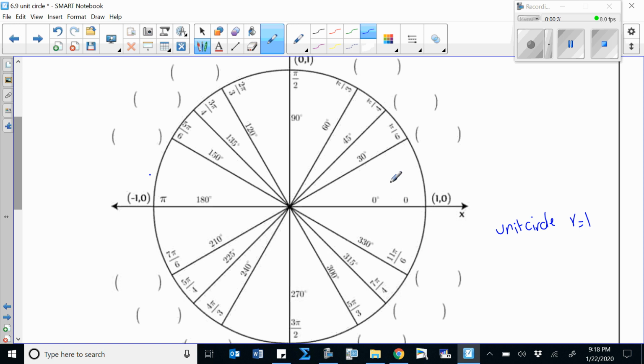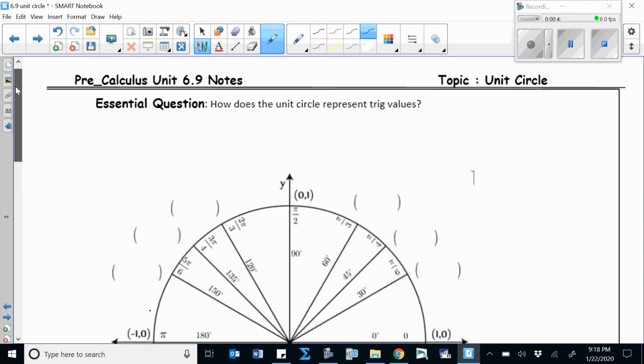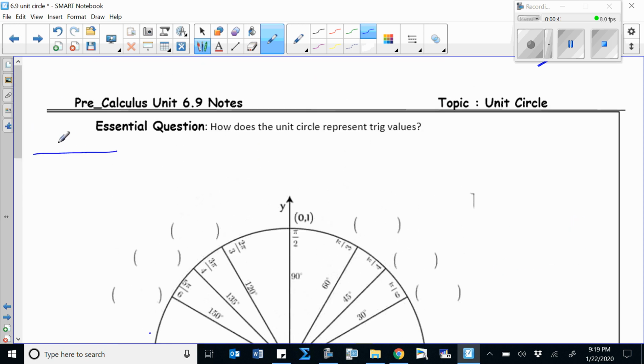Now we're going to learn how this unit circle represents trig values of the angles which are marked on the circle. Before that, let's go over the ratio of the sides on special right triangles that we know: 30, 60, and 90. The ratio of the sides are x, x root 3, and 2x. Also, we have another special right triangle, which is 45, 45, 90. The ratio of the sides on this triangle is x, x, and x root 2.